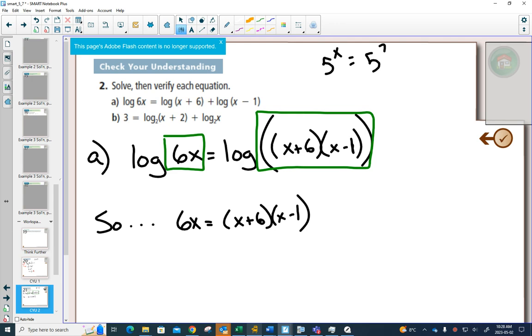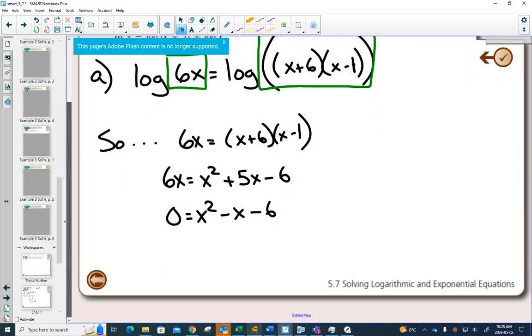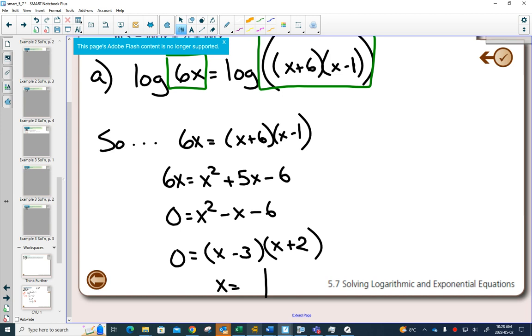Now, if I wanted to solve this, I'm like, oh, it's a quadratic equation, but I can only solve quadratic equations when one side is equal to 0. So I have to multiply out this side, combine my like terms, maybe this factors, yes it does. And I get two answers, x equals 3 and x equals negative 2.